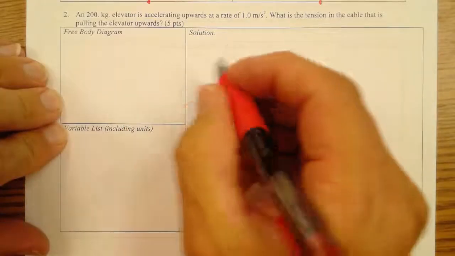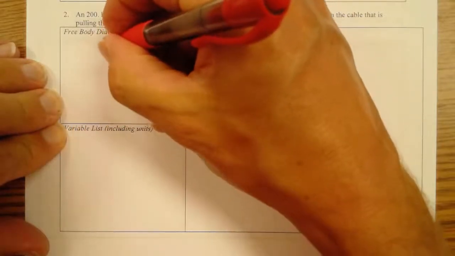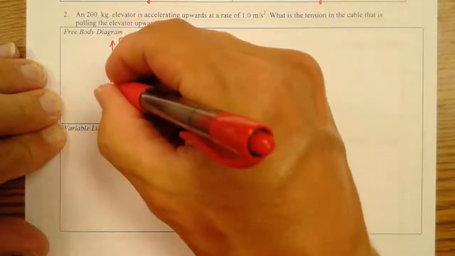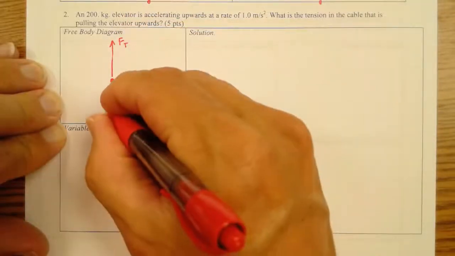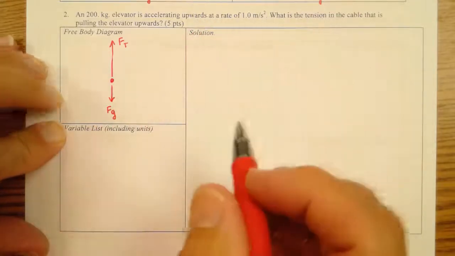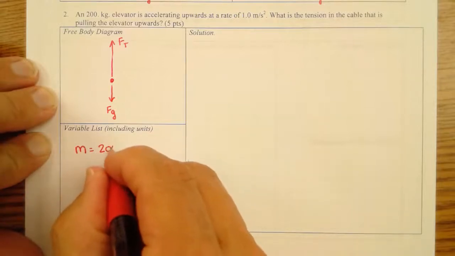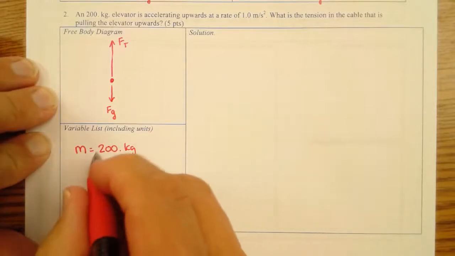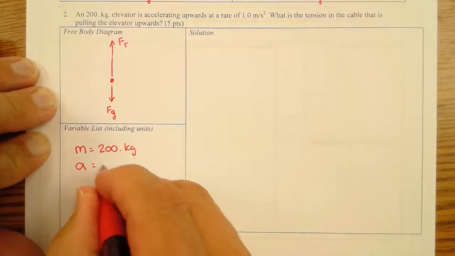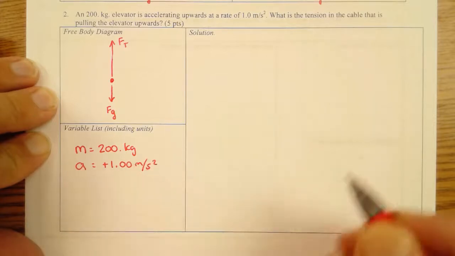Okay, so now we look at problem number 2. We have an elevator, and it's accelerating upwards. So a free body diagram includes a force going upwards, which, since it's a cable, is tension, and there's a force going downwards. But the force going downwards, which is of course the weight, is not as big as the upwards force because it tells us it's accelerating upwards. So in this case, we know the mass is 200 kilograms, and we know the acceleration is positive 1.00 meters per second squared.